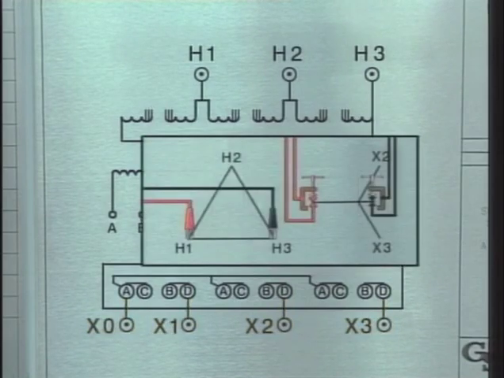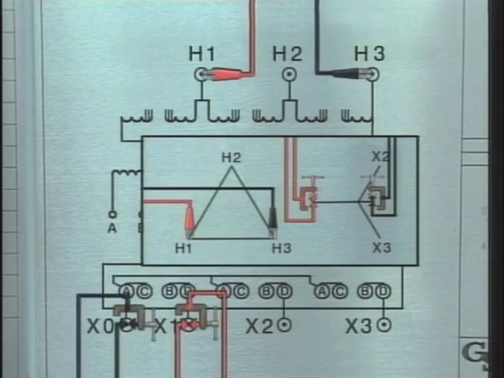The first set of test connections that we looked at using the connection diagram was to the X1, XO, H1, and H3 terminals. Here are the connections as they would be made to the terminals on top of the transformer.